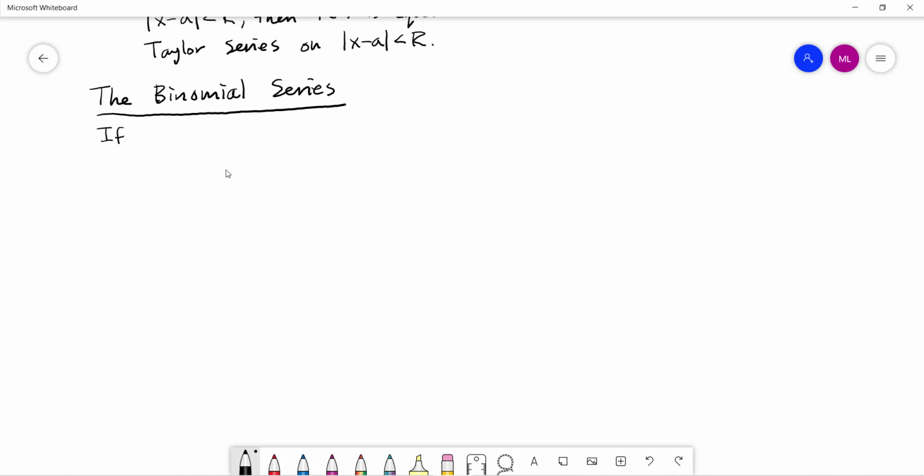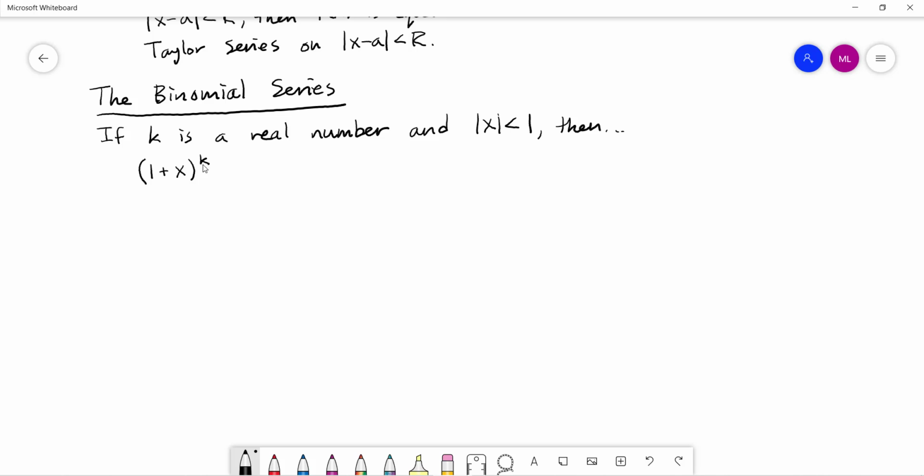If k is some real number, and we also have some x such that the absolute value of x is less than 1, then it turns out we can represent a binomial series as follows: 1 plus x to the k. And notice that this just says k is a real number. It doesn't even require k to be an integer.